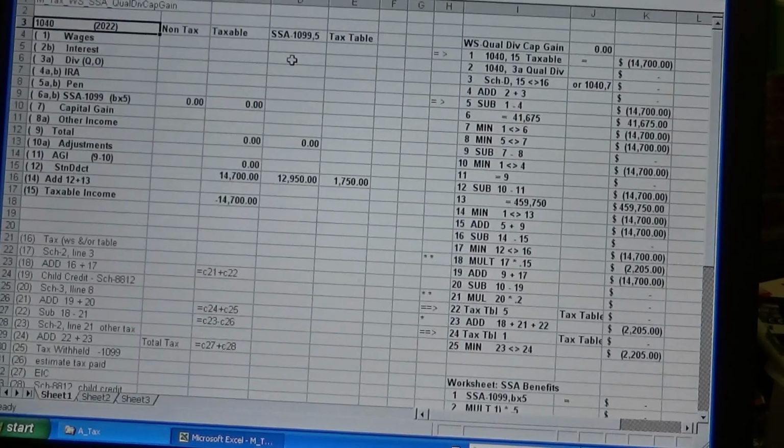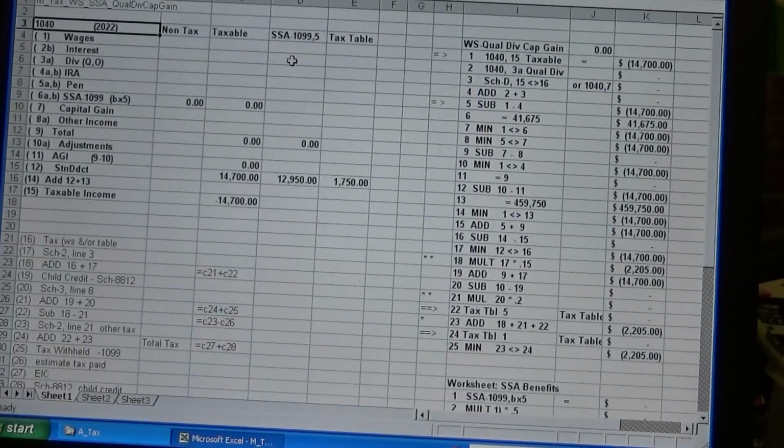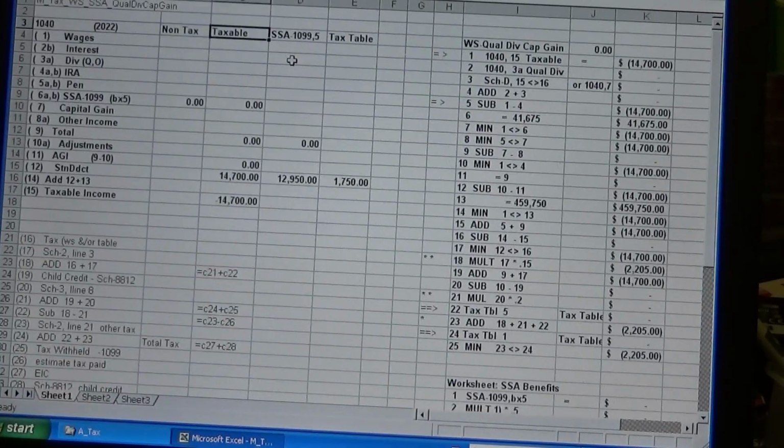Taxes 2022, incorporating the worksheet for qualified dividends and capital gains into a spreadsheet, along with the worksheet for Social Security benefits. I have it going also, and this side is Form 1040. This is the first page, lines 1 through 15.